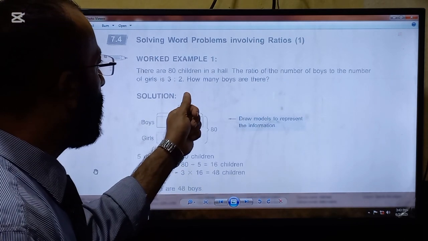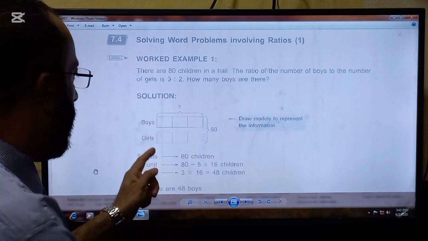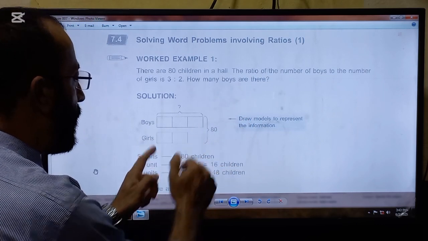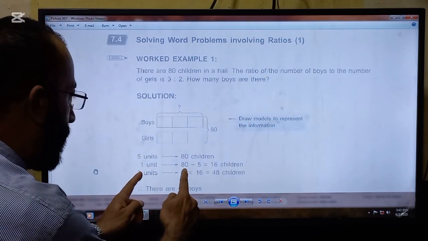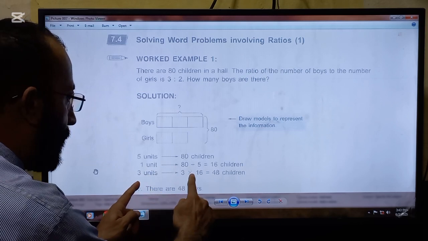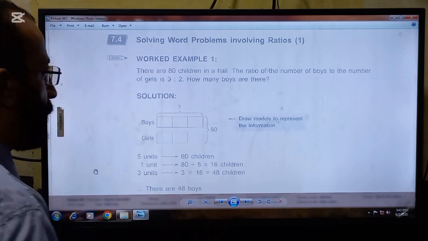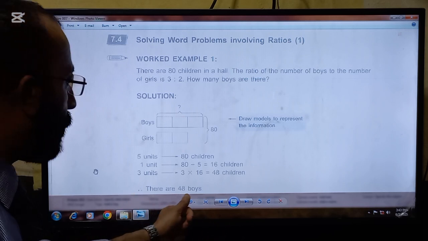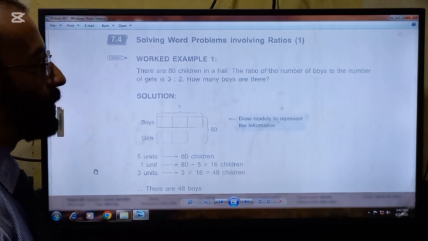Because the requirement is how many boys there are, and boys represent 3 units, we multiply both sides by 3. So 3 times 1 will be 3 and 3 times 16 will be 48. So there are 48 boys in total.